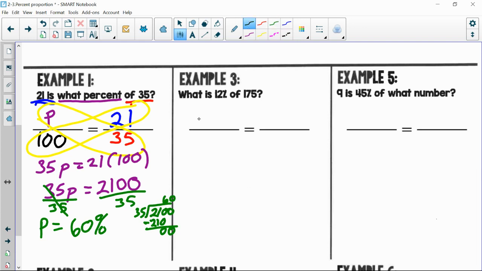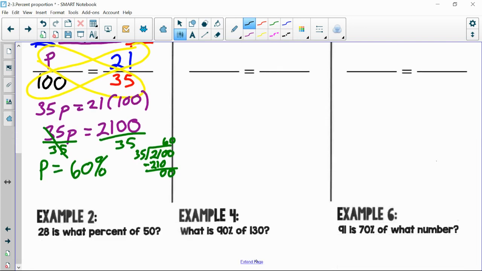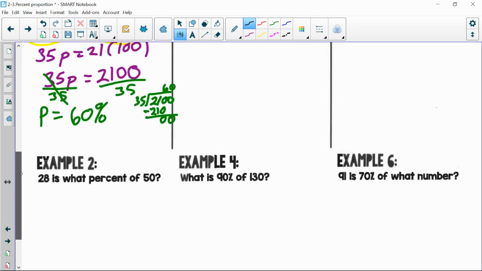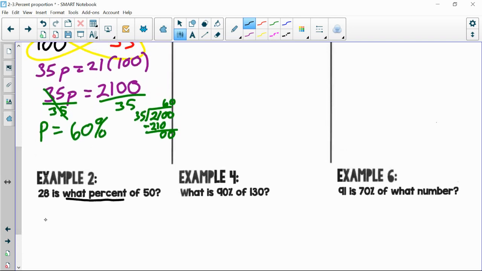Okay, so example 2, right under it, doing the same type of concept. We're looking for the percent. So we have to make our proportions, and we know 100 is going at the bottom. We are looking for a percent, so that's where my P is going to go. So 28 is what percent of 50? Remember, my is is 28, so that goes on top, and my of is 50, that goes on the bottom.